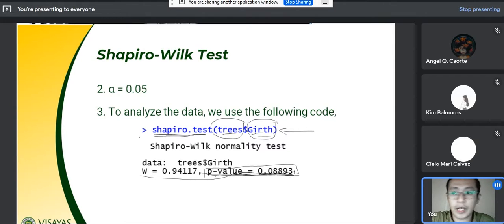Last questions about the output. So again class, from the output, we are just interested in getting the p-value because this is what we need when we try to perform our hypothesis test for normality. Questions class or clarifications?